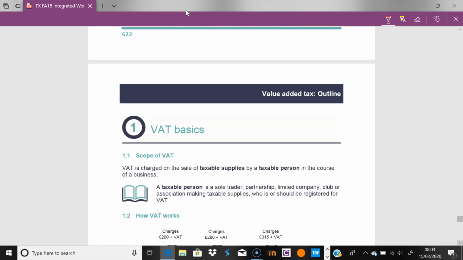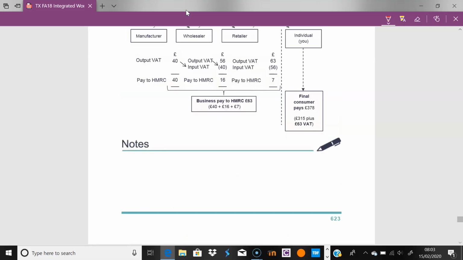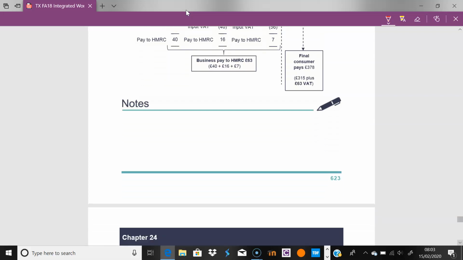So what are we talking about here? In terms of this person who can claim back VAT on their purchases, we're really talking about a sole trader, a partnership, or limited company, who is or should be registered for VAT. And we know how VAT is calculated pretty much on the initial core raw material, and then you keep putting VAT on it. So it's really value added. It's called a value added tax.